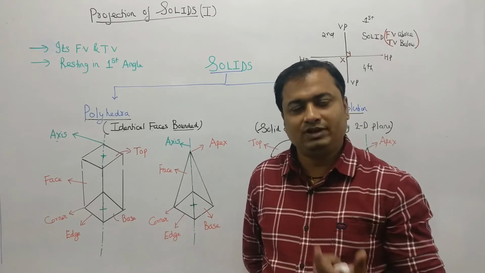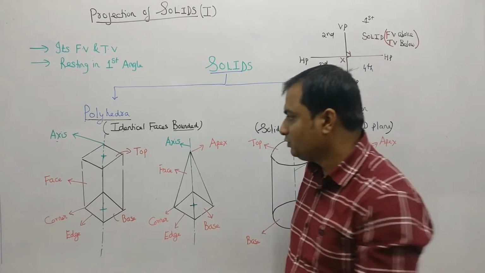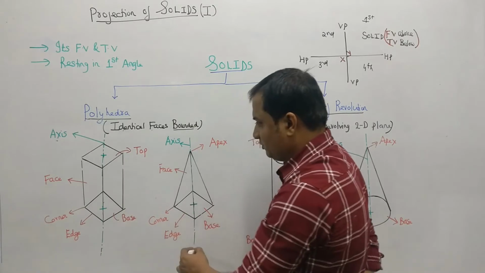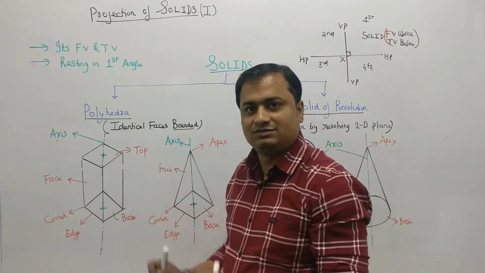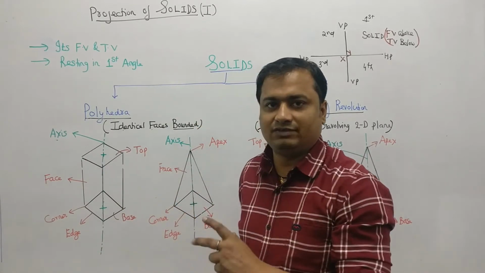So you should know, we must know the terms which are associated with this prism and pyramid. Okay. So now this is my prism and this is my pyramid. So first I will be talking about prism. This is very important. So what are the terms which are associated with the prism?